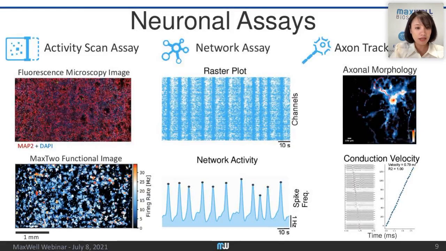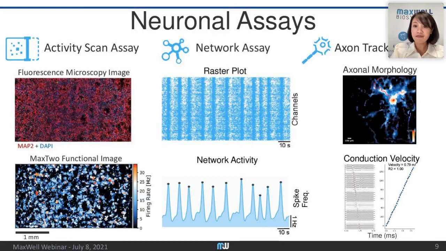So on top here, you see the fluorescence microscopy image of the same sample that has been recorded using Max2, wherein you're able to detect the spots where there are cells. So you can see kind of the same patterns, like you can see in the middle, some circular area, which is also visible in the figure below. Here what we show is the firing rate. So the reddish spots are the more active neurons, and the bluish spots are the less active neurons.